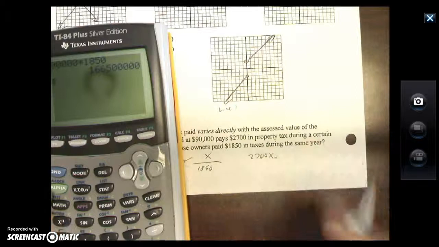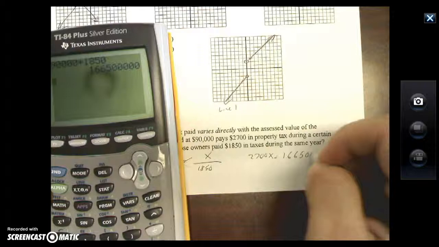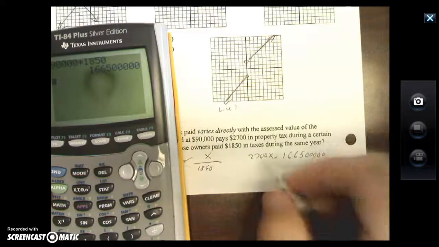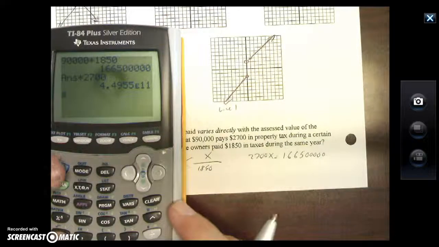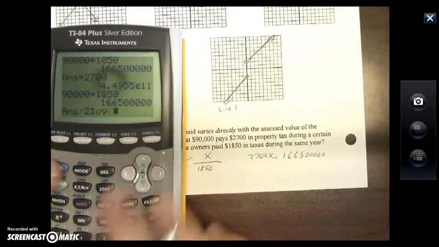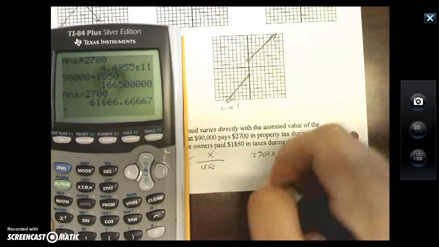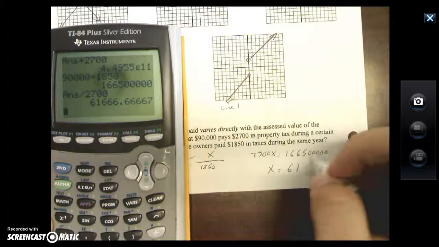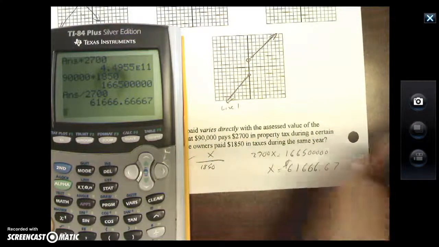Okay. Hang on one second. 1, 6, 6, 5. 1, 2, 3, 4, 5. Cool. All right. Now, I'm going to take this number, divide it by 2,700. Ooh, that's not good. There we go. Okay. X equals 61,666.67.